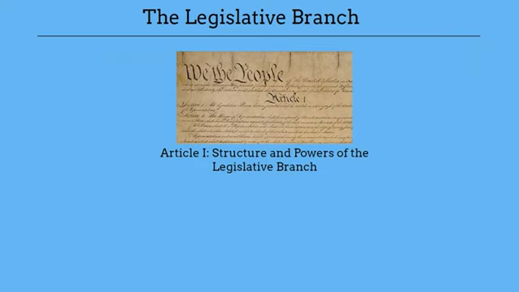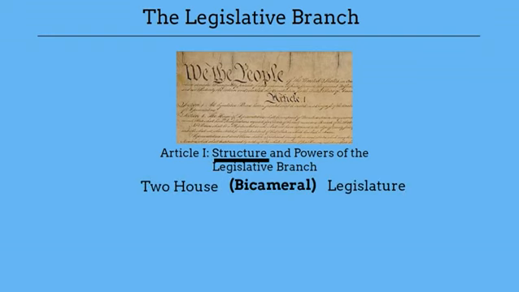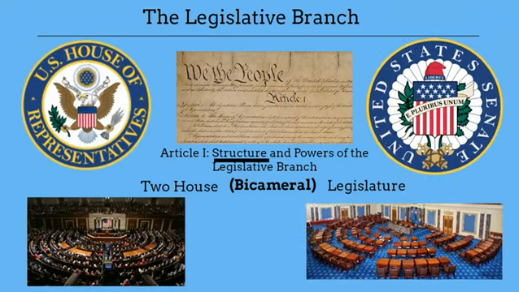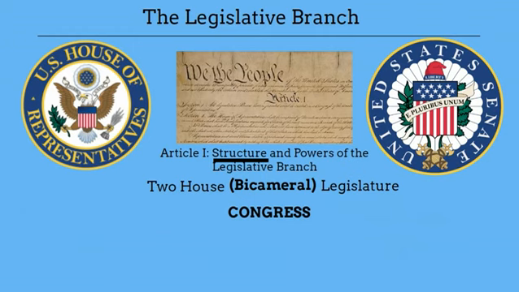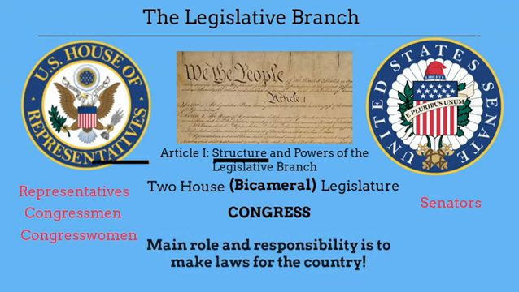The Constitution outlines that the United States will have a two-house or bicameral legislature. This includes the House of Representatives and the Senate. Together, these two houses are known as Congress. Members of the House of Representatives are known as representatives or congressmen or congresswomen. Members of the Senate are known as senators. And together, their responsibility is to make laws for the country.